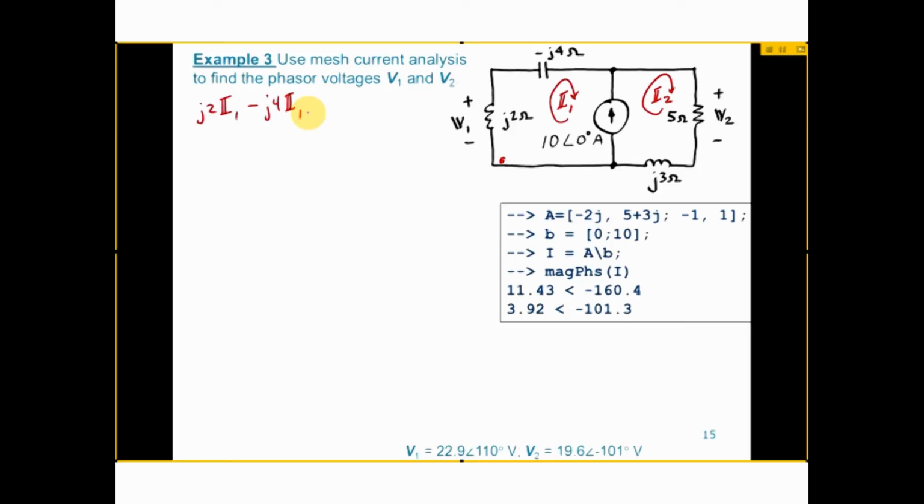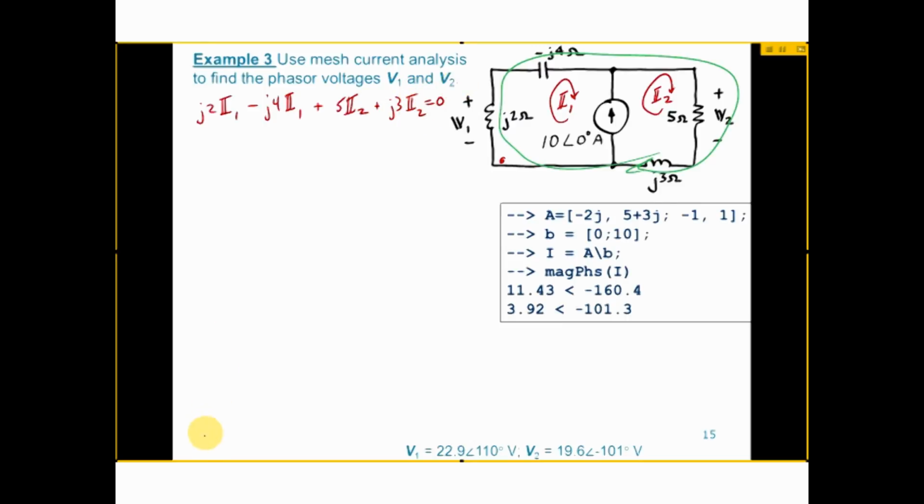Then what do I want to write here? Plus 5 I2, right? So what kind of mesh equation is it? It's a supermesh, good. We go all the way around the whole thing because we can't go through that current source. So 5 I2, and then what else? What's the last part? Plus j3 I2 equals 0, okay?